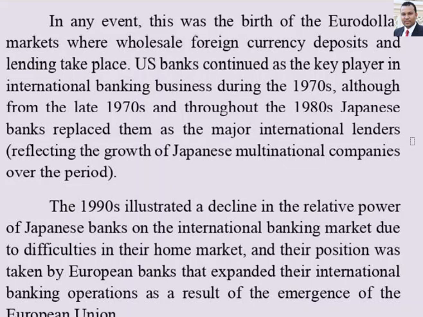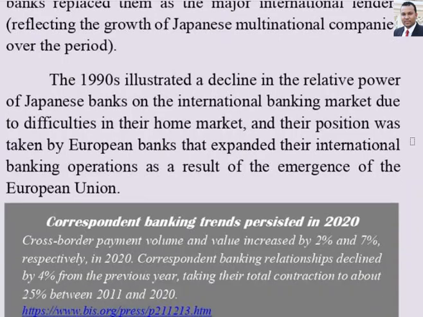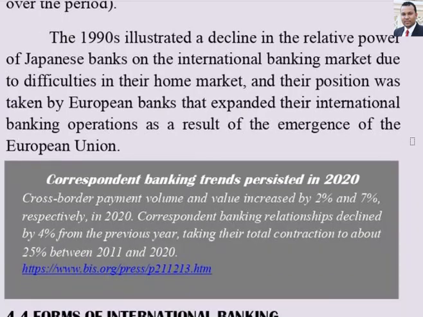The second stage, we talk about the time from the 1970s to the 1980s. In this case, we talk about the expansion of Japanese banks, and the growth of Japanese multinational corporations. But starting from the 1990s, in this case, we talk about a decline in Japanese banks and a comeback for Euro banks.